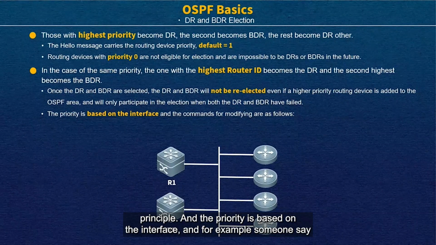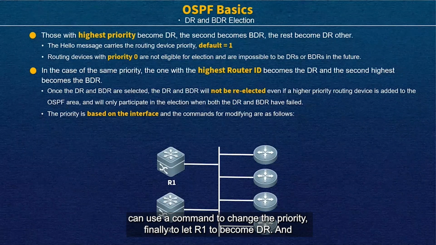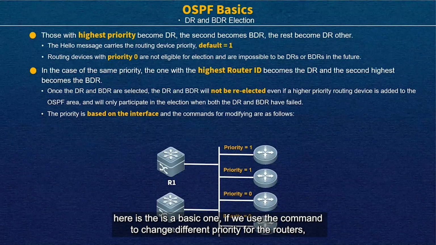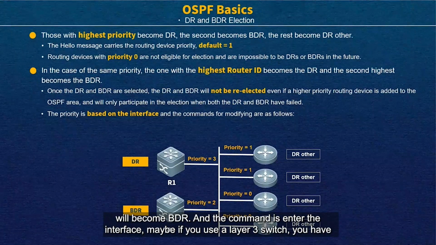And for example, someone says, I think router 1 has higher performance, I hope that router 1 can be the DR router. So you also can use a command to change the priority, finally to let router 1 become DR. And here is a basic one. If we use the command to change different priority for the routers, finally the right router will become DR other, and the left router 1 will become DR, the router 2 will become BDR.